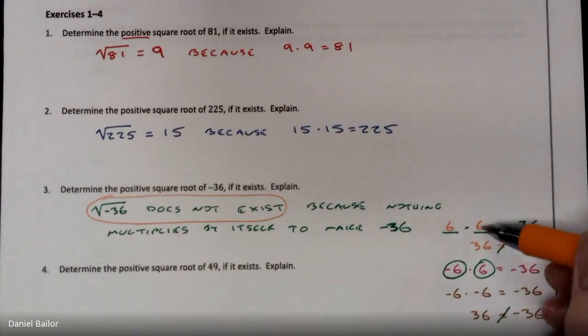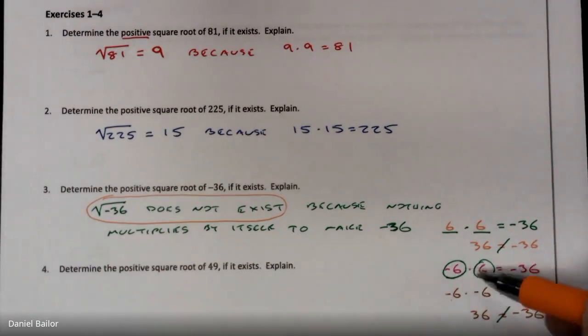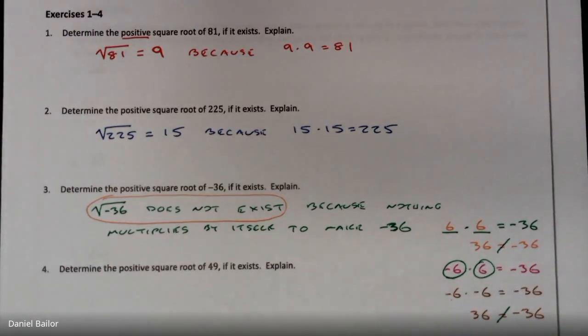6 times 6 doesn't work because it's not negative. Negative 6 times negative 6 doesn't work because it's not negative. And negative 6 and 6 do not work because they're not the same. And square roots need to multiply by itself, not by something different. So that was a little bit of a tricky question. It's a good thing I was here to help.